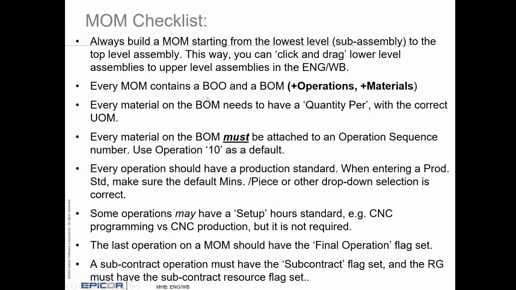I'll show you how to do that. Every method must contain a BOO and a BOM. Every material on the BOM needs to have a quantity per with the correct unit of measure. If it doesn't, it screws up the costing, screws up the customer, screws up purchasing. This is very important. Every material on the BOM must be attached to an operation sequence. Use operation 10 as a default. I'll show you some of that in the demo I'm about to give you.